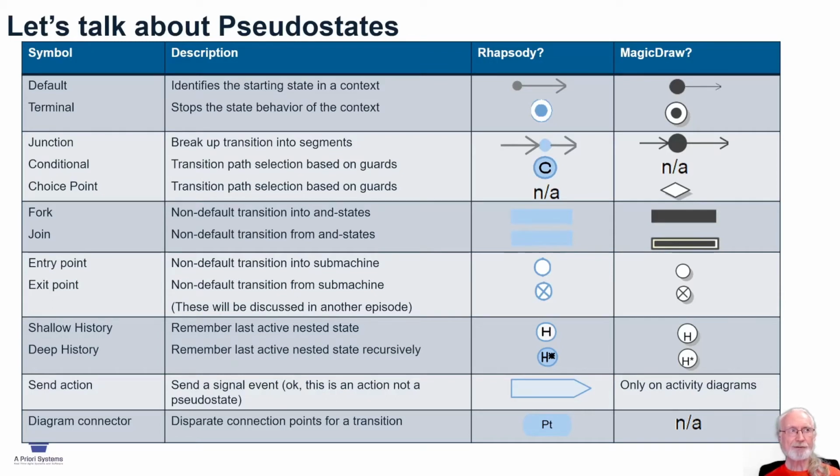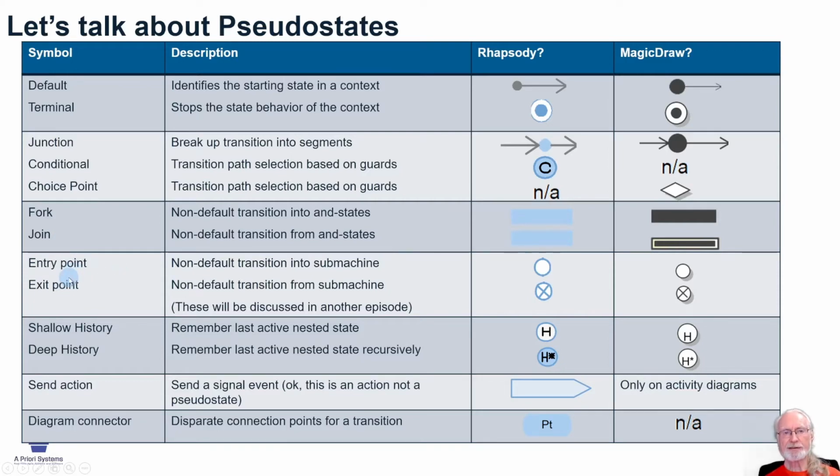In this slide, we see some of the most important pseudostates to be found in SysML and UML. So we have default and terminal, present in both Rhapsody and Cameo MagicDraw. Junction, conditional, and choice points for conjoin. We won't talk about entry and exit points today.